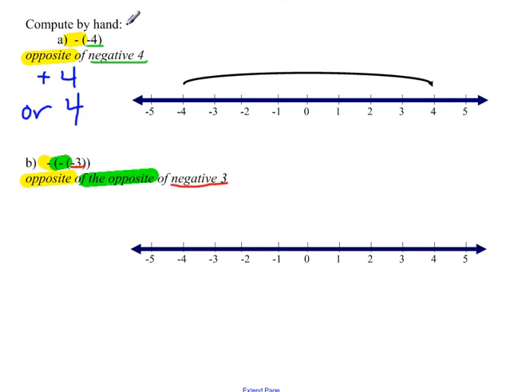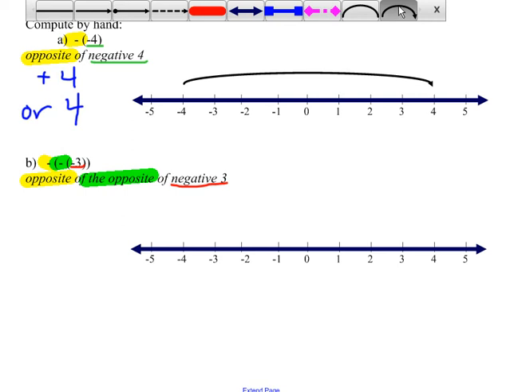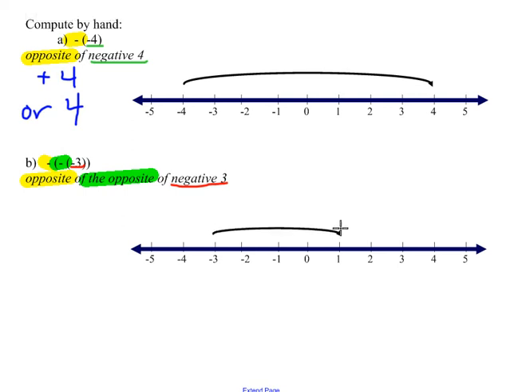So the opposite of the opposite is much like double negatives in an English class. If we take the opposite of the opposite, it gets us right back to where we started from. So if we were to think about this the same way we thought about the last example, we could think about, well, I start at -3, and I take its opposite, which takes me up to +3.